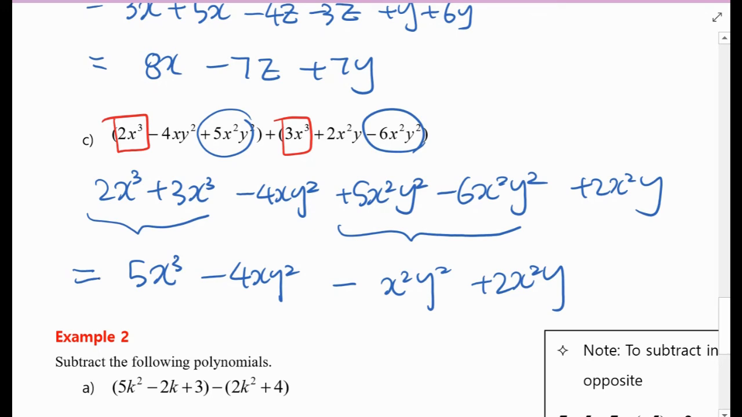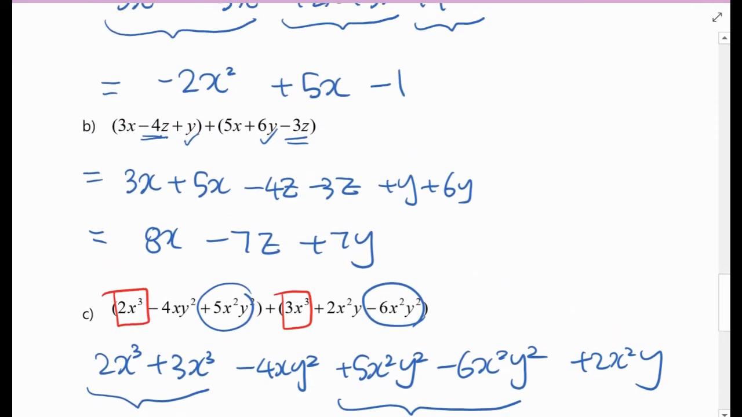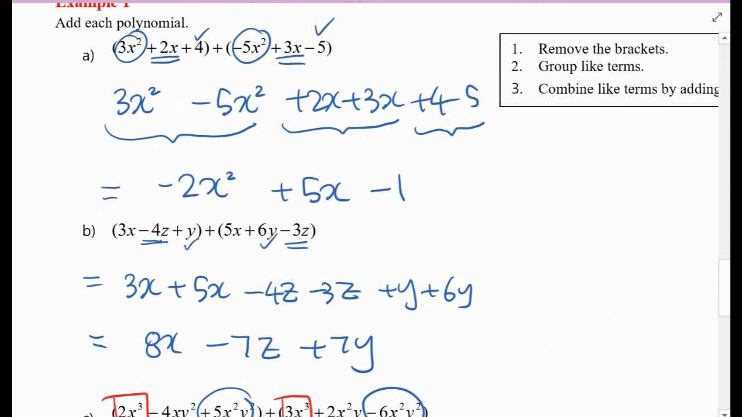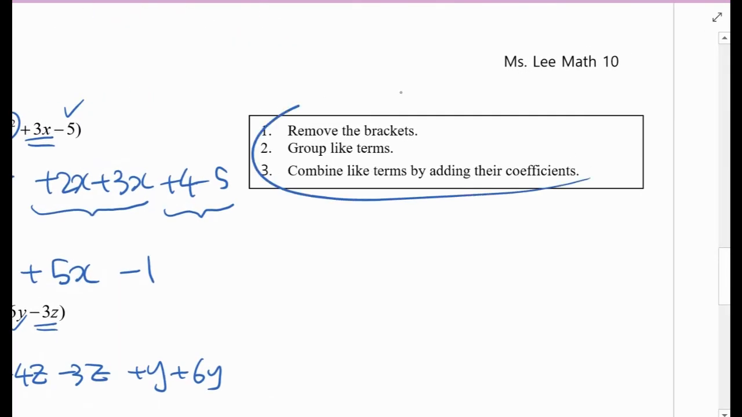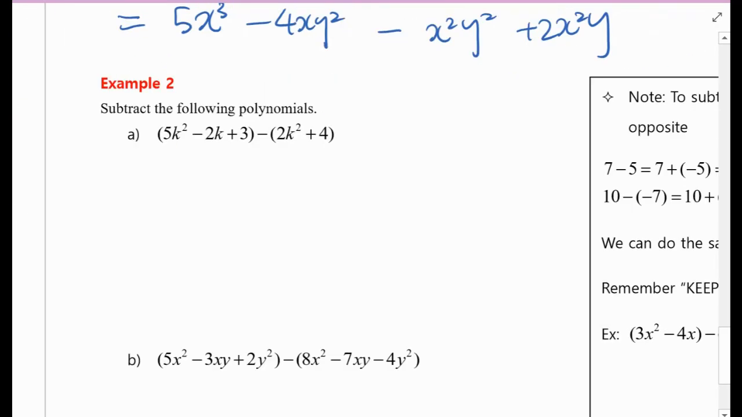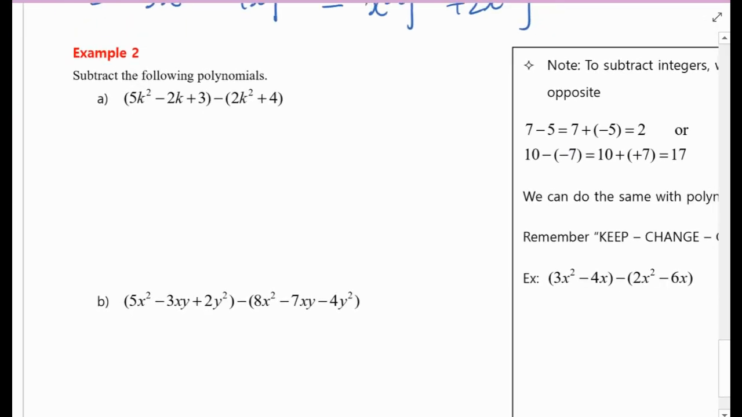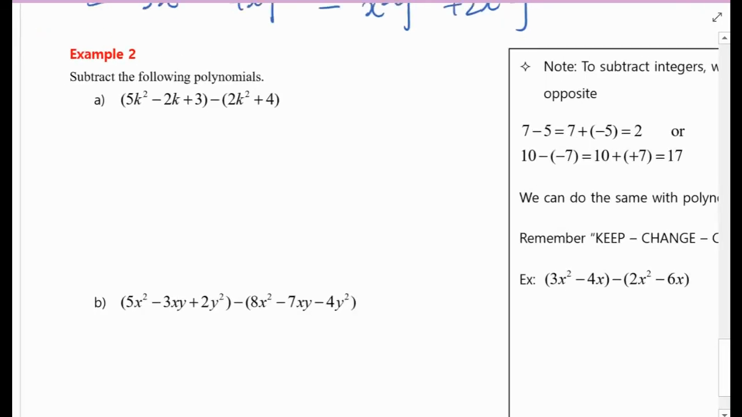So do you guys remember how to remove the bracket, collect the like terms and combine the like terms? So remember those 3 steps. Remove the bracket, group like terms, combine like terms by adding their coefficients. Next, we're going to practice subtracting polynomials.